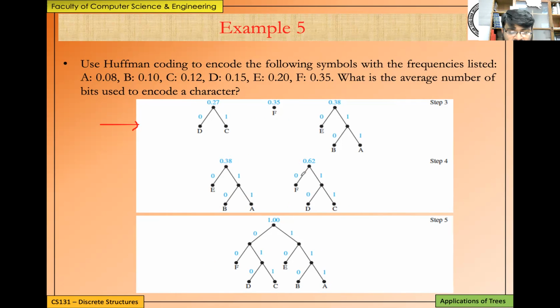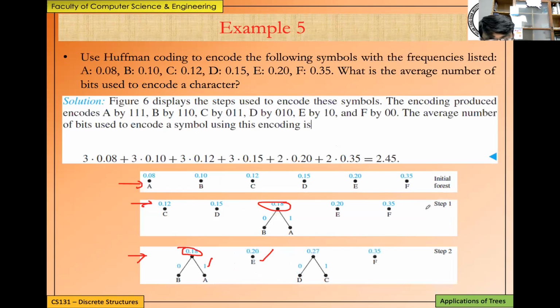Again, you see the labeling that is going on, 0, 1, 1, 0, 1, and so on. And finally, you need to combine these two together simply by assigning a 0 and 1 here. And this now comes up to be a value of 1 exactly. And 1 is the largest value. So now this is a single tree. And here we know that from this tree, 0 0 corresponds to F, 0 1 0 corresponds to D, 0 1 1 corresponds to C, 1 0 corresponds to E, 1 1 0 corresponds to B, and 1 1 1 corresponds to A. And that is exactly the one that is mentioned for all of these, right?